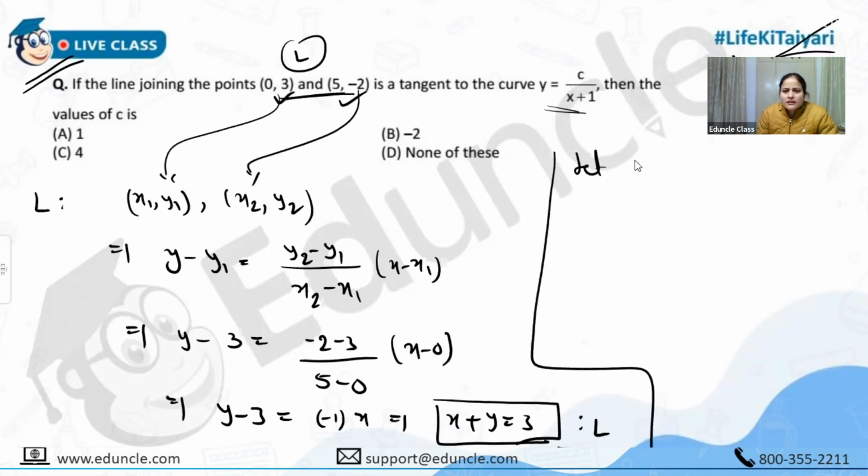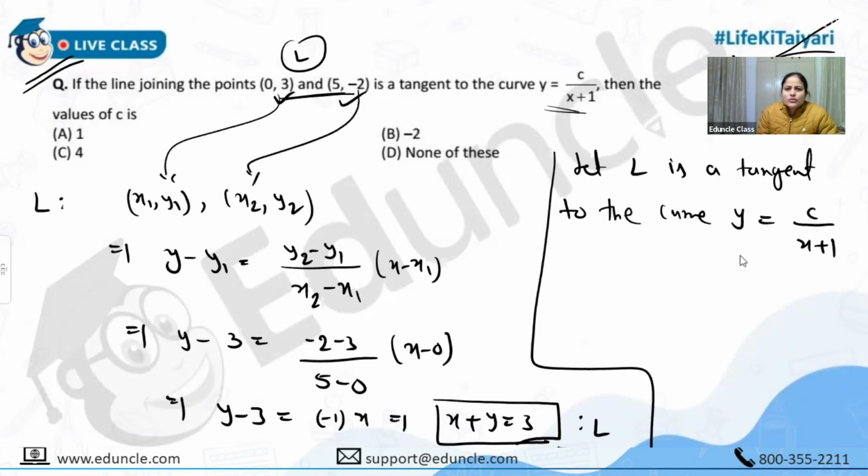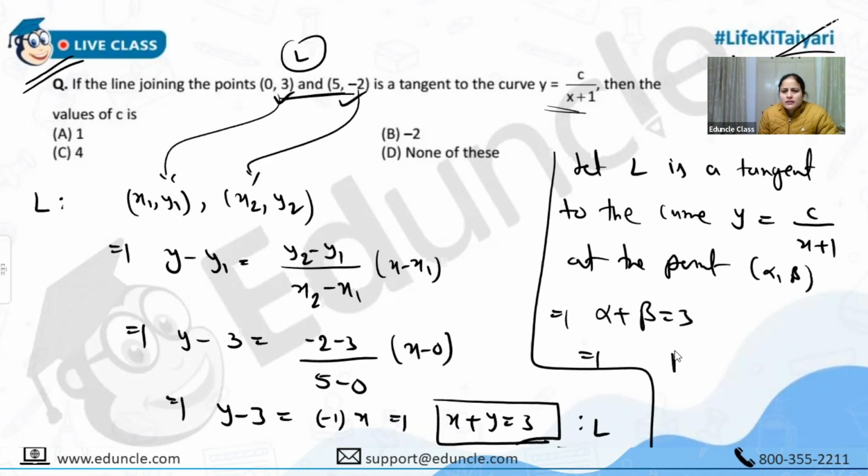so I am considering let L is a tangent to the curve y is equal to c upon x plus 1 at the point, भाई किसी ना किसी पॉइंट पे तो टच करेगा ना, say alpha comma beta. So the point alpha comma beta will lie on your line as well as will lie on your curve. So I'll have alpha plus beta is equal to 3 from the line and beta is equal to c upon alpha plus 1 from the curve. I am calling it 1 and I am calling it 2.